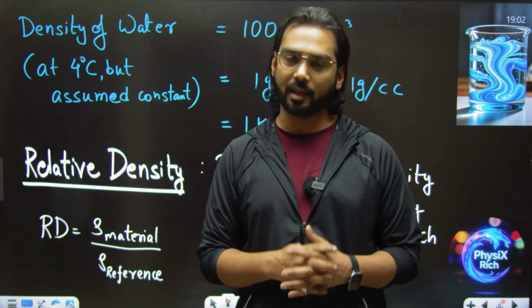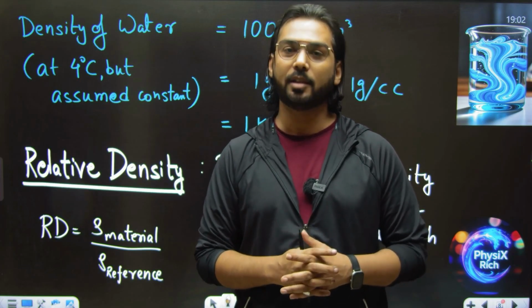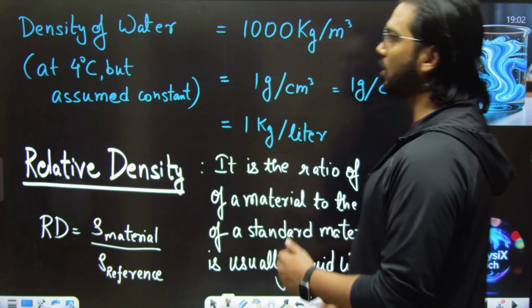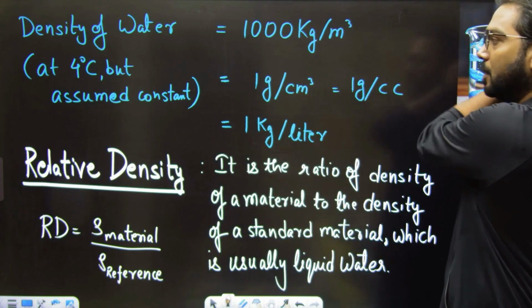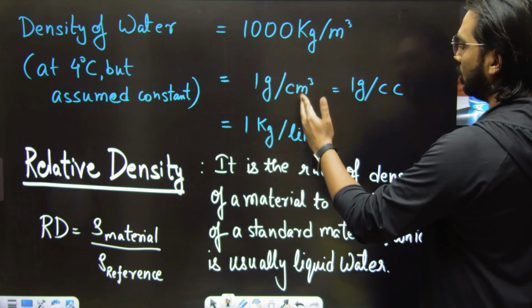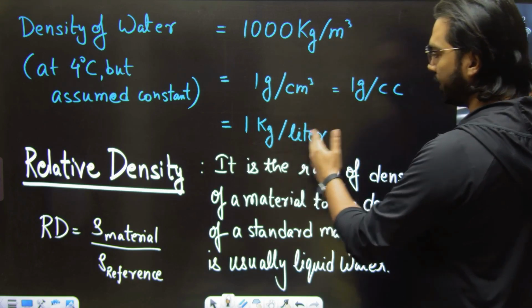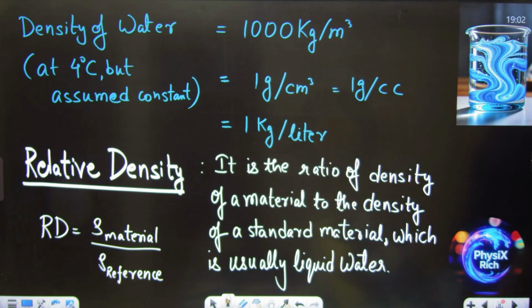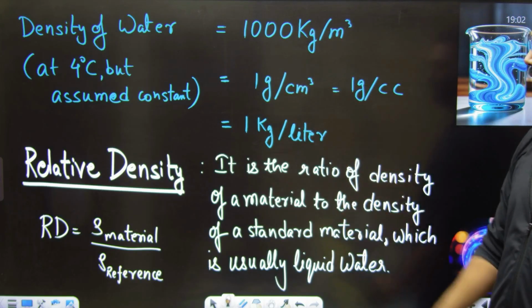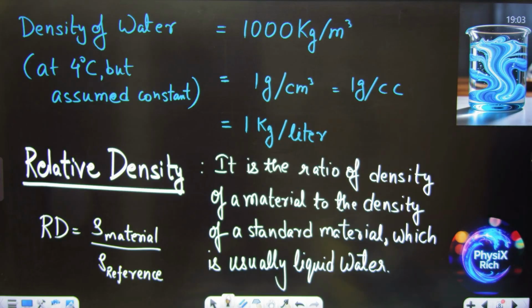In practicality, yes, it can be varied, but not so much that it affects our calculations, which is why we assume that the density of water is either 1000 kg per meter cube, or the same thing as 1 gram per centimeter cube, or 1 gram per cc, or 1 kg per liter. All these are the densities of water, and they are all the same values with different units. I hope all this is clear up until now.